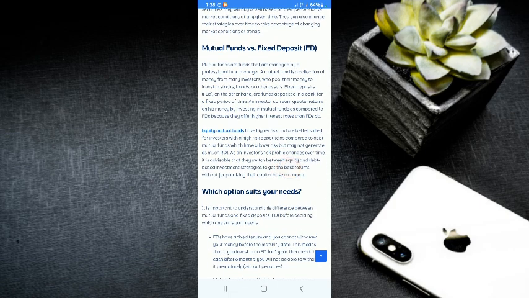You see, equity mutual funds have higher risks and are better suited for investors with a high risk appetite, as compared to debt mutual funds, which have a lower risk but may not generate as much return on investment. As an investor's risk profile changes over time, it is advisable that they switch between equity and debt-based investment strategies to get the best returns without jeopardizing your capital base too much. So, as an investor, it is advisable that you switch between these two.